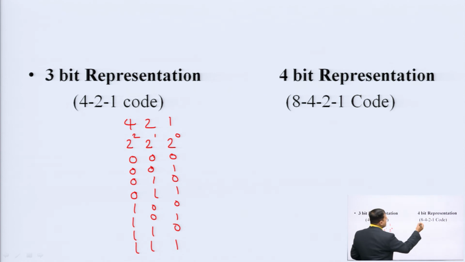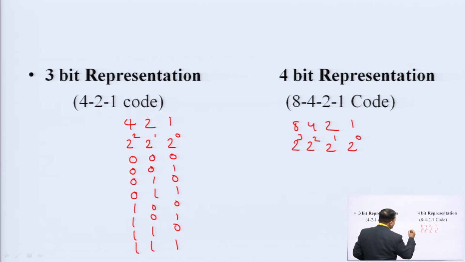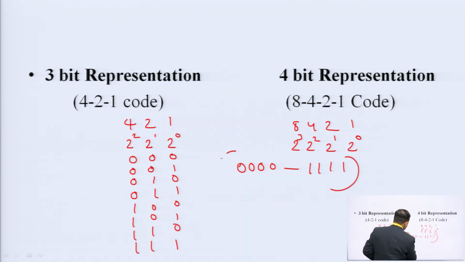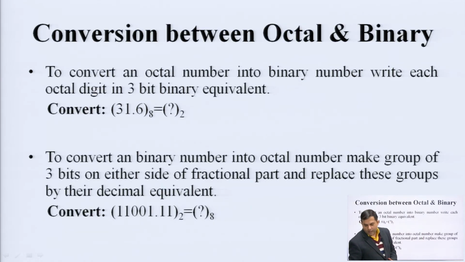And 8 4 2 1 means 2 to the power 3, 2 to the power 2, 2 to the power 1 and 2 to the power 0. So we will have 4 variables, represented from 0000 up to 1111. Okay, so this is the 3-bit and 4-bit representation. Next, conversion between octal and binary.